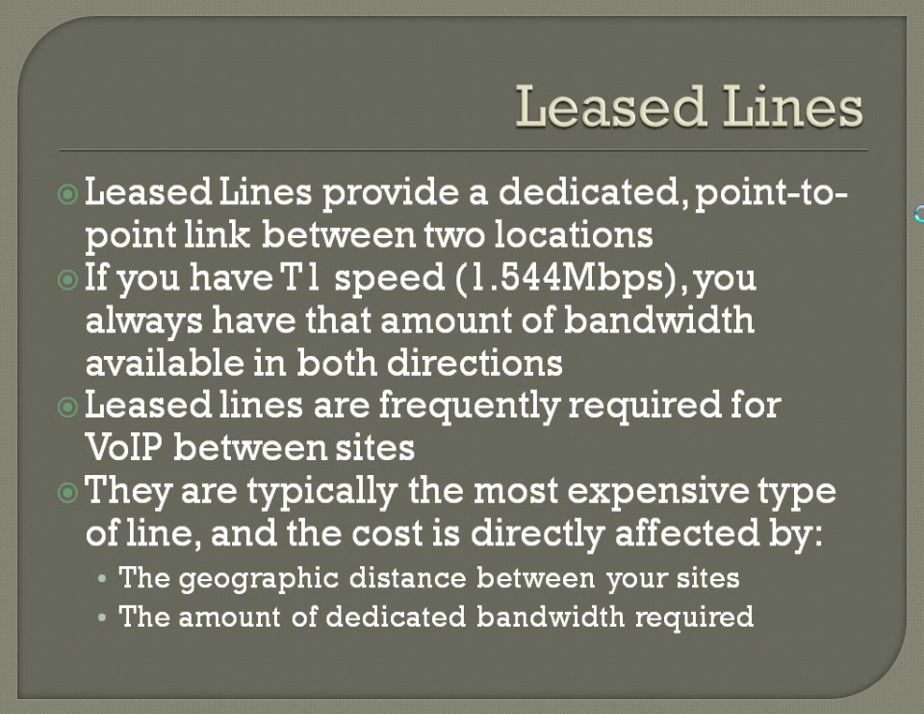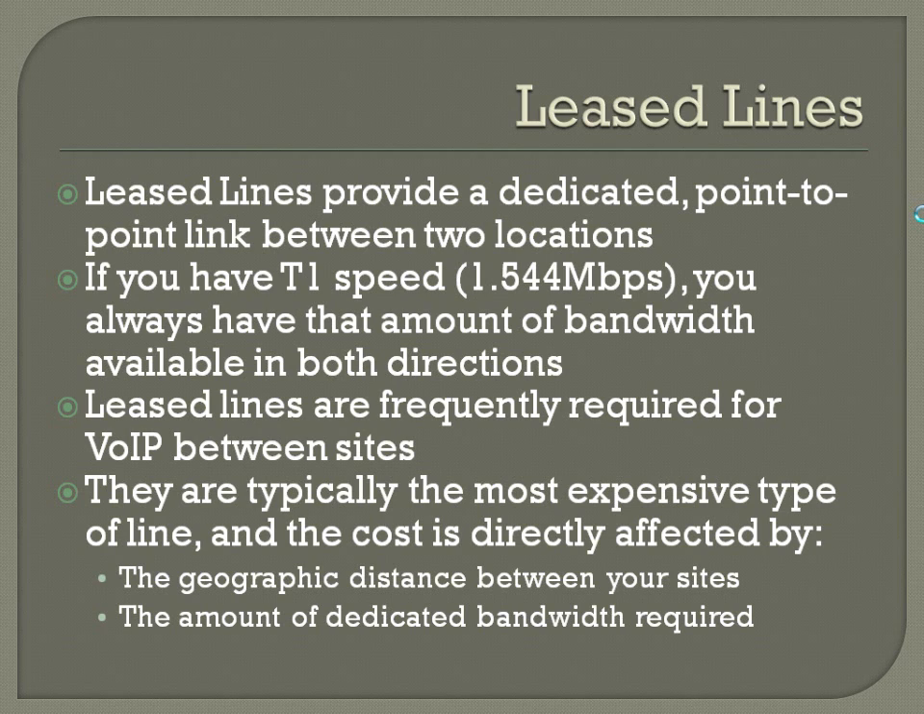So leased lines provide a dedicated point-to-point link between two locations. If you have a T1, a full T1 speed of 1.544 megabits per second, you always have that amount of bandwidth available in both directions, even if you're not using it. It's always there. It's always available. That's why it's dedicated. Leased lines are frequently required for VoIP between sites. So that's one of the additional costs of setting that up.